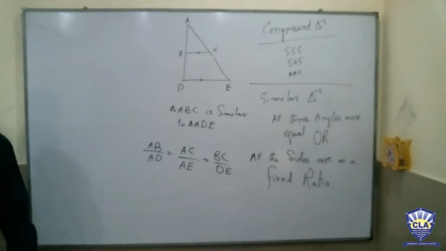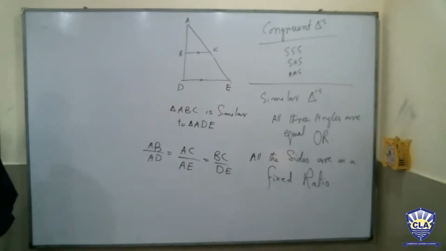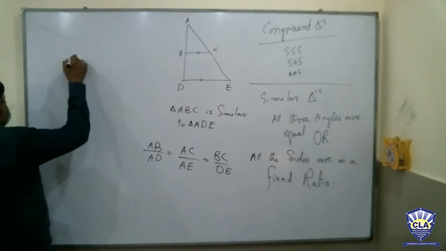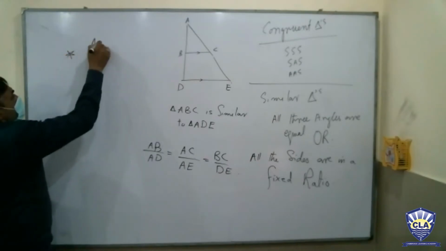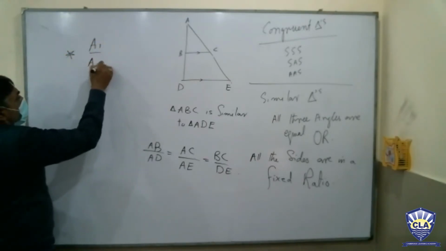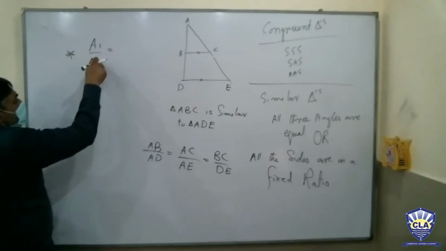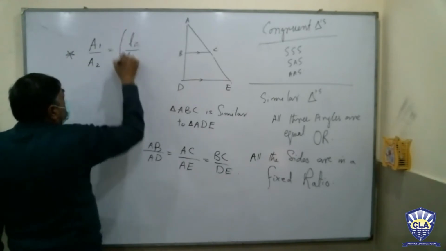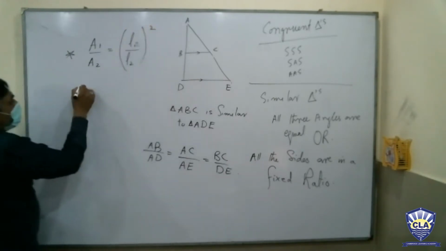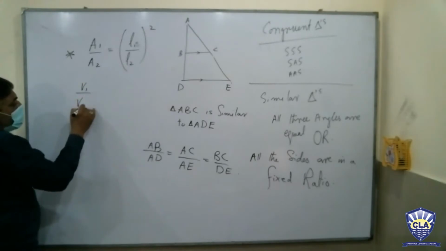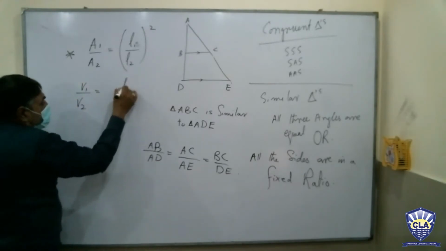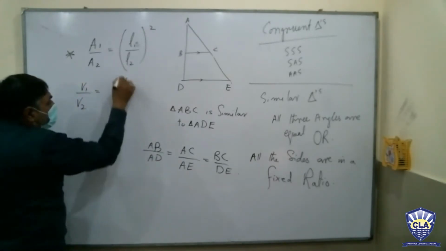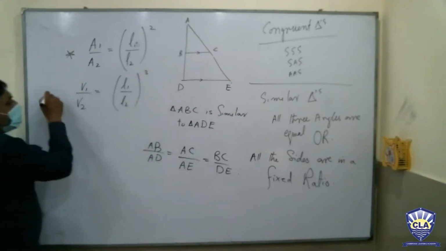Similarity: whenever in a question he uses the word similar, then the ratio of the areas of similar figures is L1 over L2 whole square. V1 over V2, the volume of similar figures, equals L1 over L2 whole cube.